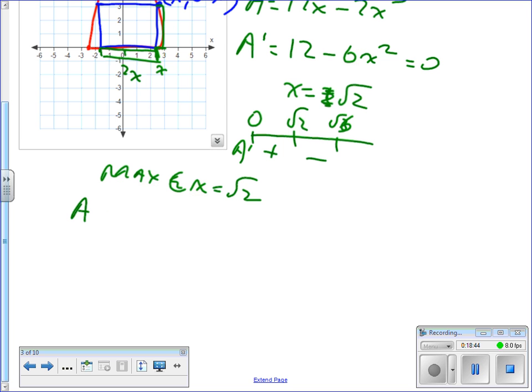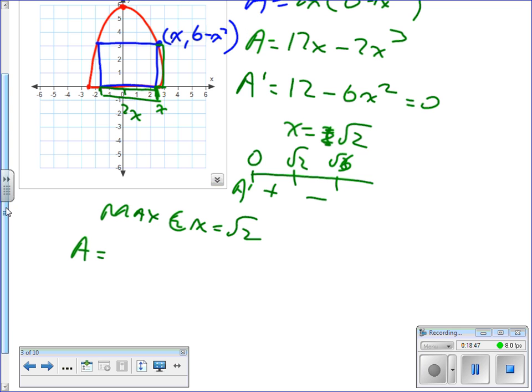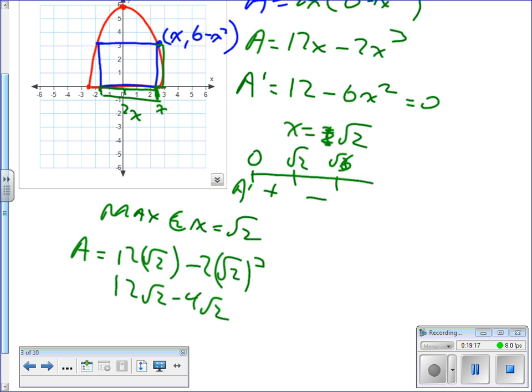So my area is 12 times the square root of 2 minus 2 times the square root of 2 cubed. Isn't this lovely? Okay, the square root of 2 cubed is actually 2 root 2. 2 root 2 times that, so I end up with 12 root 2 minus 4 root 2, which means I have 8 root 2.